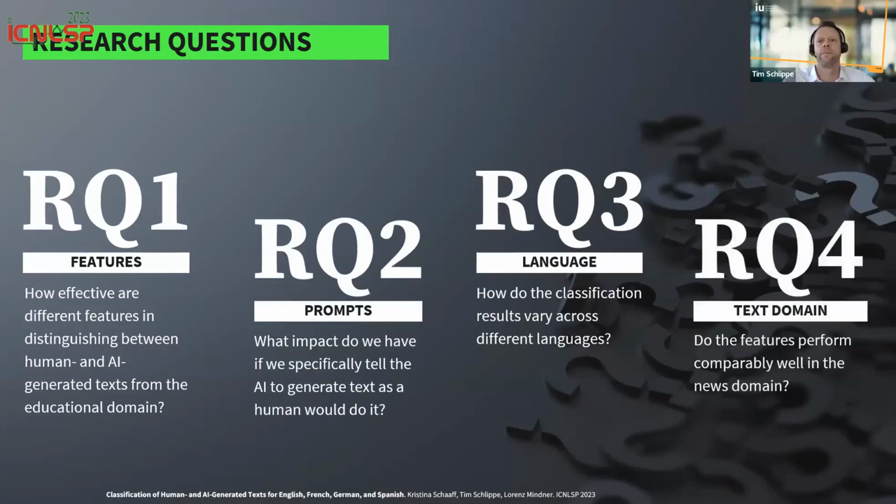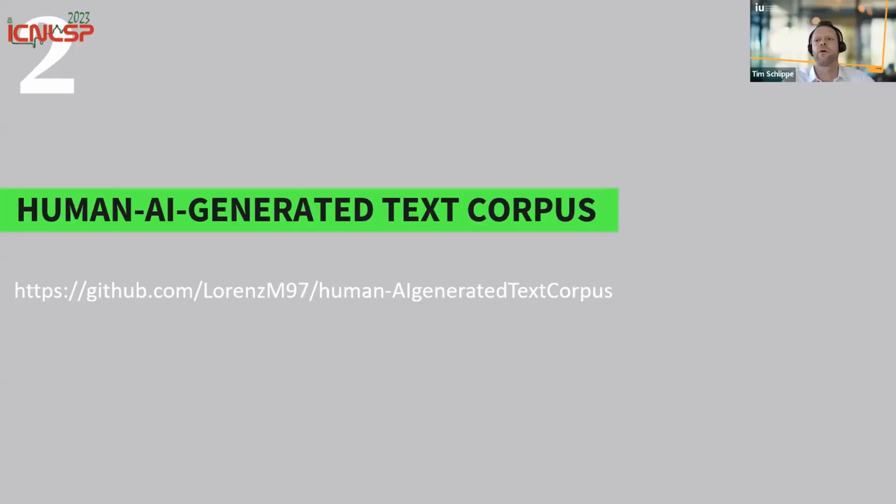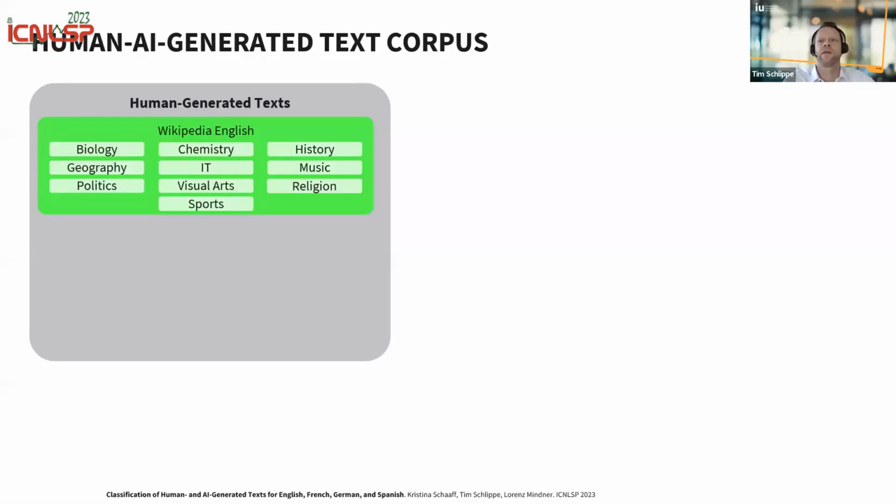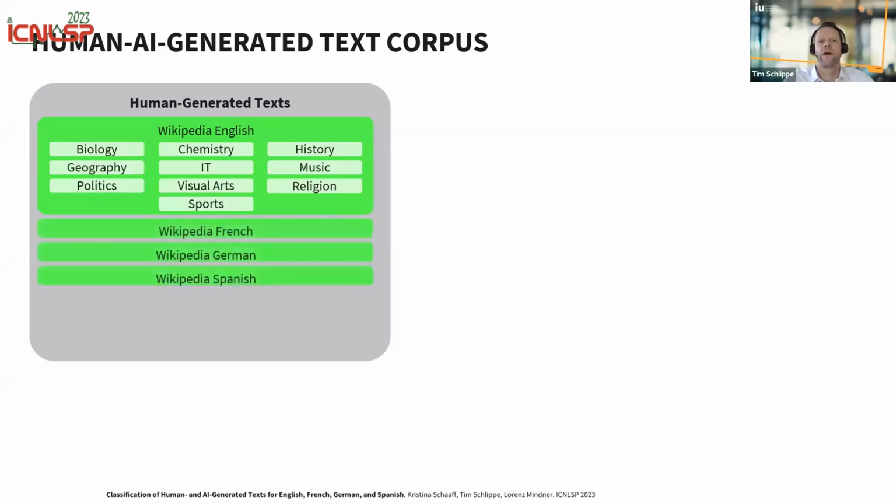That's another domain now. Let me now say a few words about our human AI-generated text corpus, which we collected to train and test our classifiers. And if you want, you can freely access our corpus on the GitHub URL here. Since there was no corpus of human and AI-generated text covering different languages and domains in a comparable way, our goal was to create a new corpus and share it with the research community. For that, we took text from English, French, German, and Spanish Wikipedia.